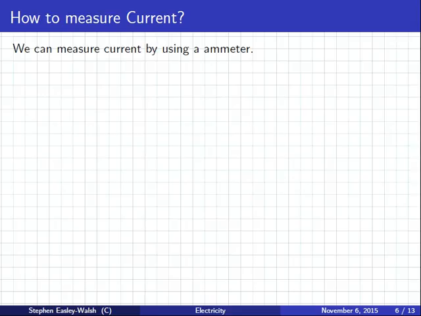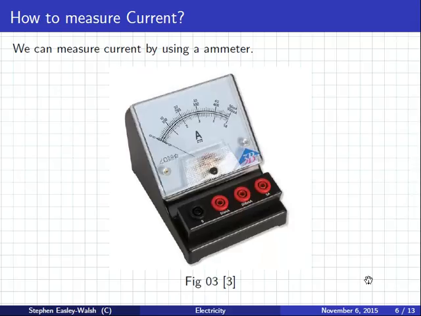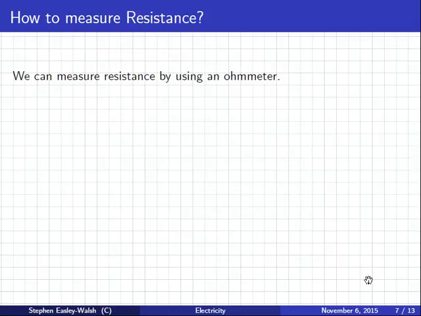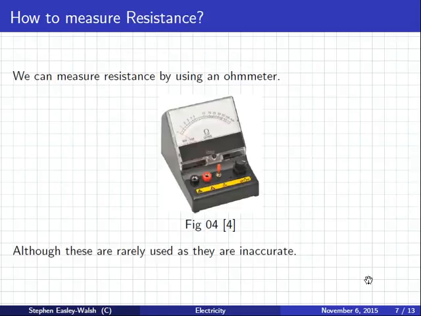So what do you think measures resistance? And remember, what's the unit for resistance? Ohm. So we think it should be called an ohm meter. This is an ammeter, by the way, and an ohm meter. They all look the same. This measures resistance. So to measure voltage, we use a voltmeter. To measure current, we use an ammeter, and to measure resistance, we use an ohm meter.